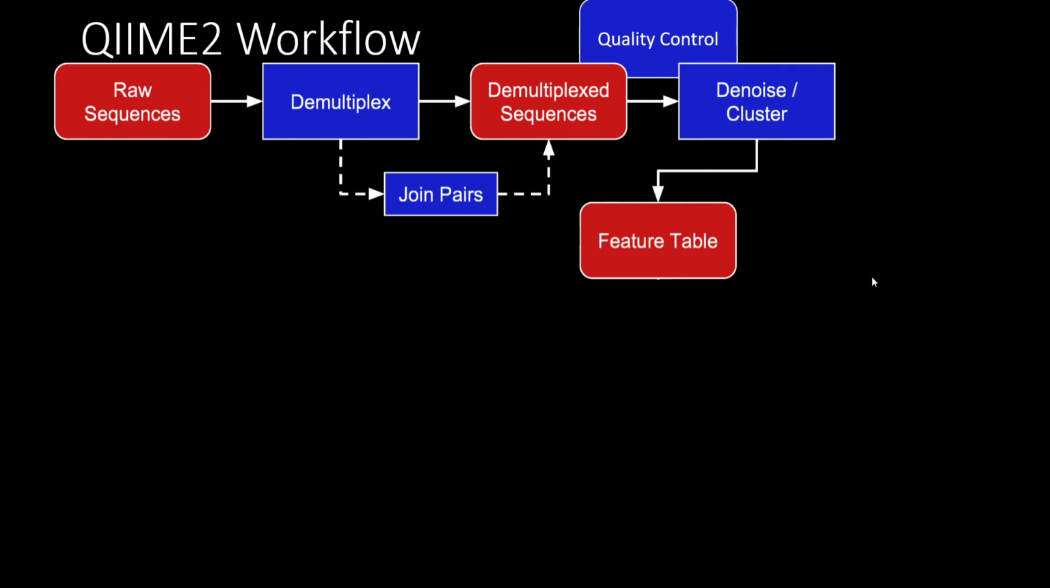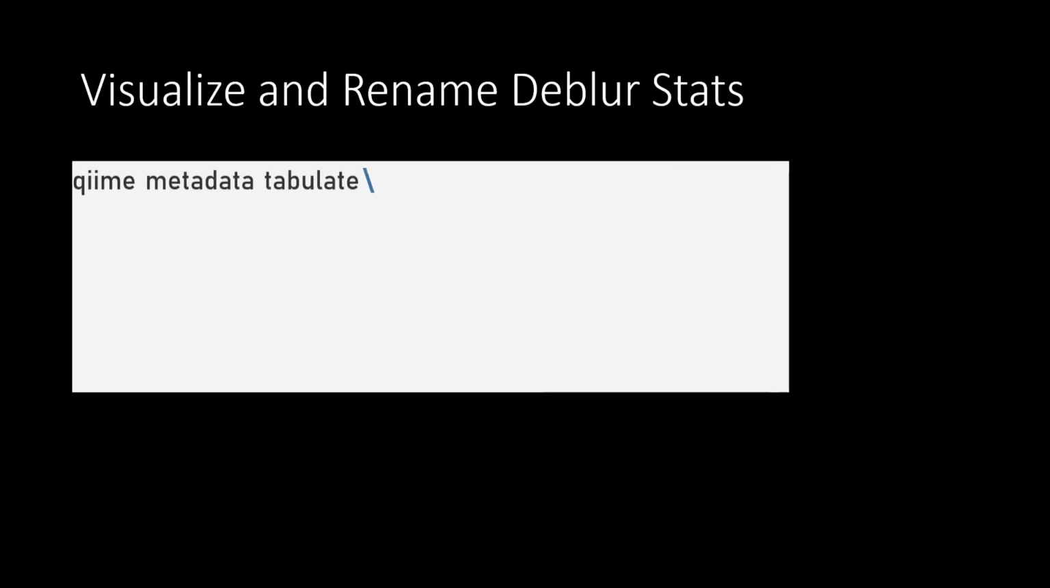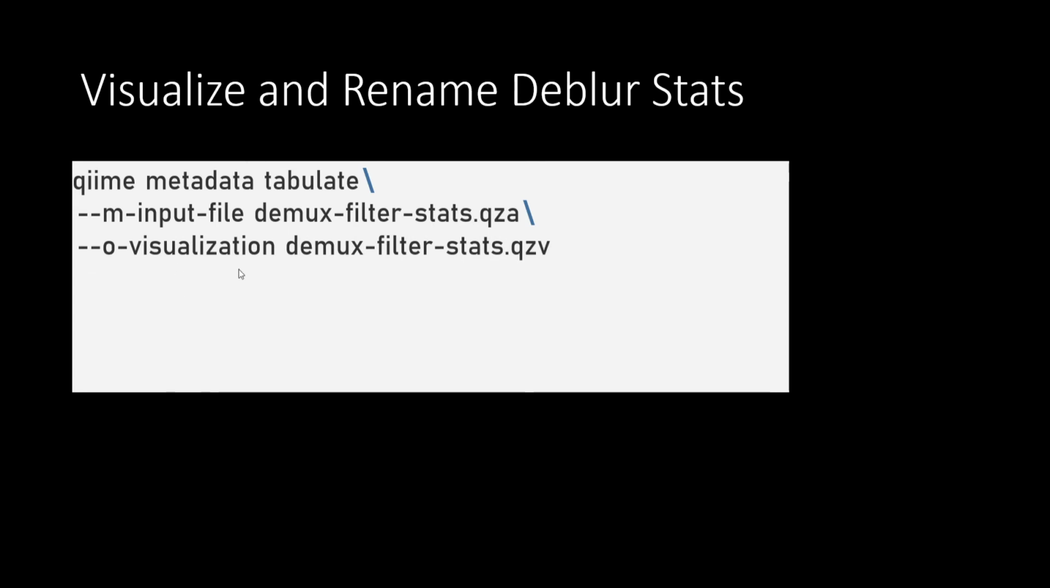And so now what we'll want to do is just focus on the feature table and visualize and rename the Deblur stats. So for this, we just run the command qiime metadata tabulate. We supply it with the metadata input file, which in this case is the demux filter stats QZA file. So that has our metadata in it, actually. Then we're going to tell it to output the visualization, give it this name. .qzv means that it's a visualization. QZAs cannot be visualized in a useful way. It's just going to spit out a citation for you. You'll notice that if you ever try to drop in a QZA file.